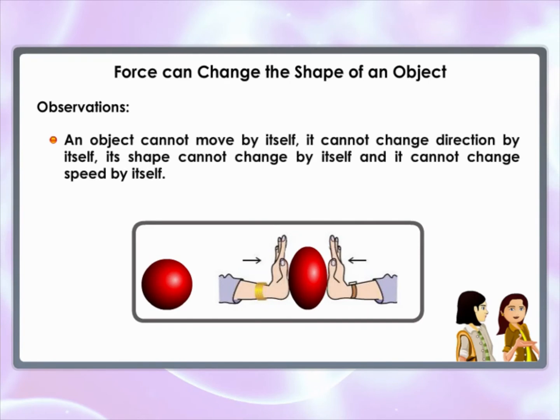Thus, an object cannot move by itself. It cannot change speed by itself. It cannot change direction by itself. And its shape cannot change by itself.